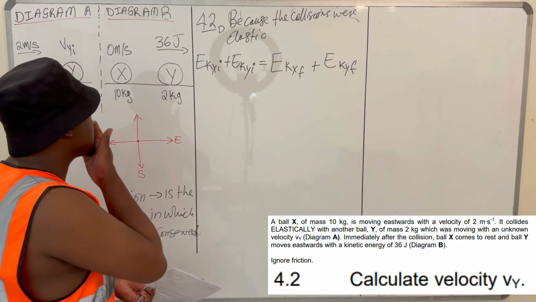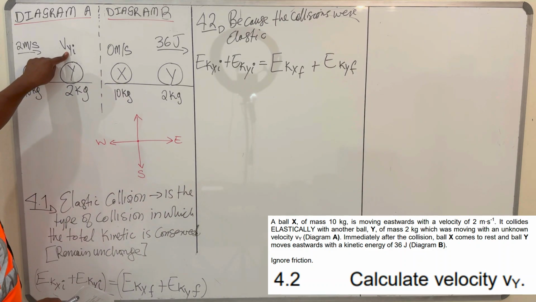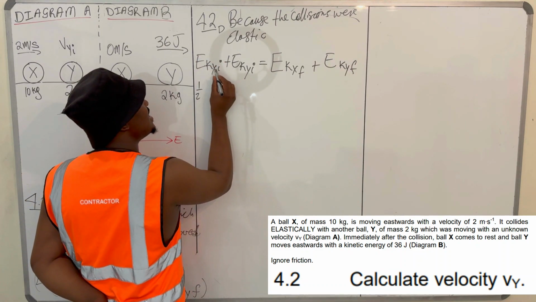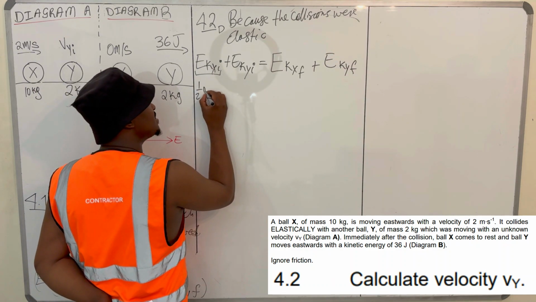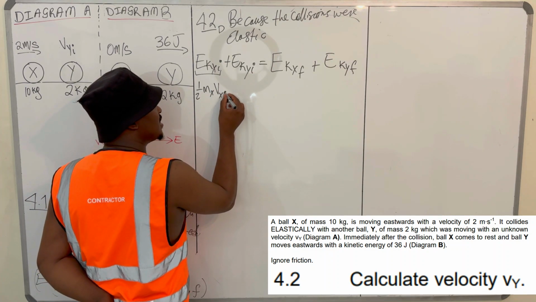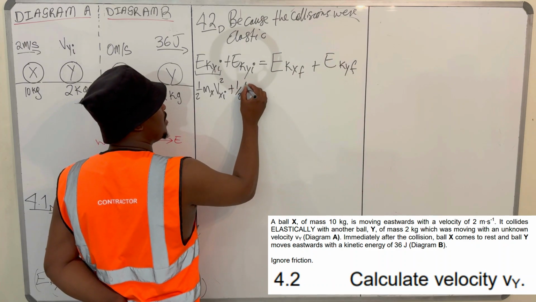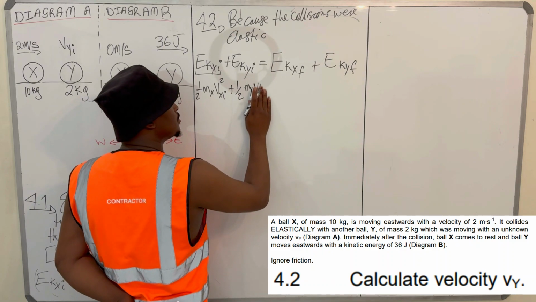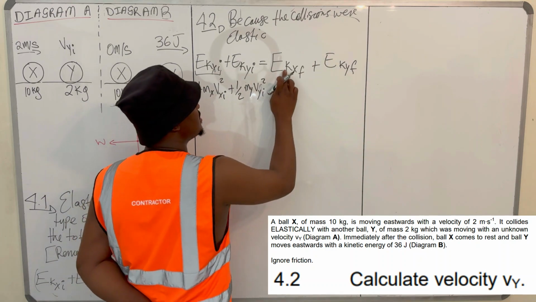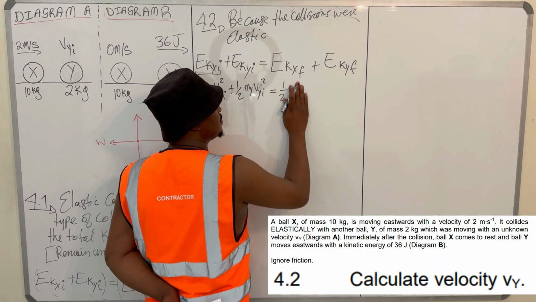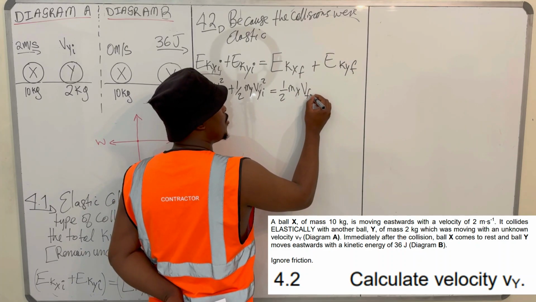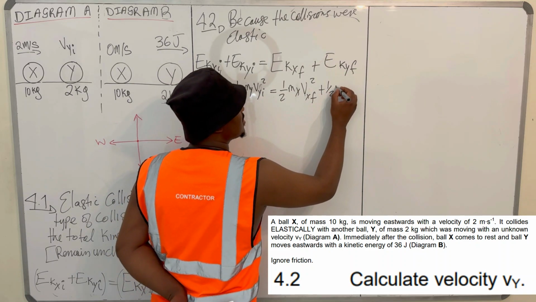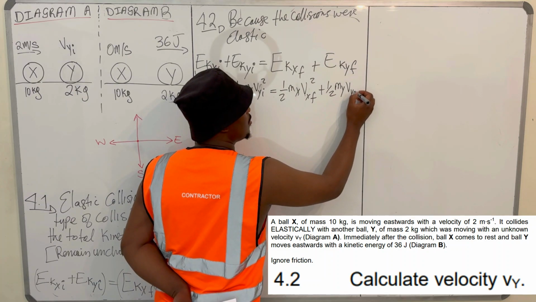So at this point, what do we say? We want the initial velocity of ball Y. So the initial kinetic energy is going to be half the mass of X times the initial velocity of X, all squared, plus half the mass of Y times the initial velocity of Y squared. This is equal to half the mass of ball X times the final velocity of ball X squared, plus half the mass of Y times the final velocity of ball Y squared.